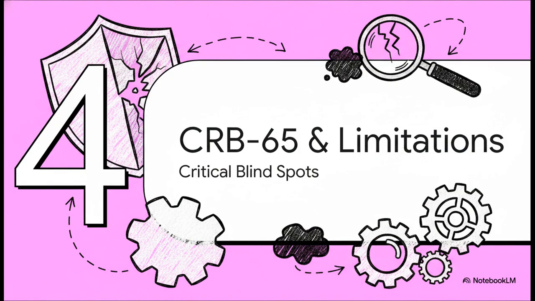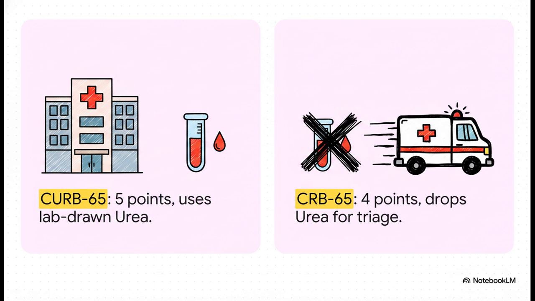Section 4. CURB-65 and scale limitations. Look, no tool is perfect, so let's talk about some real-world adaptations and the dangerous blind spots every single practitioner absolutely must memorize. First, let's talk about adaptations. When we compare standard CURB-65 directly with CURB-65, you might notice something missing. Yep, the U for urea is gone.